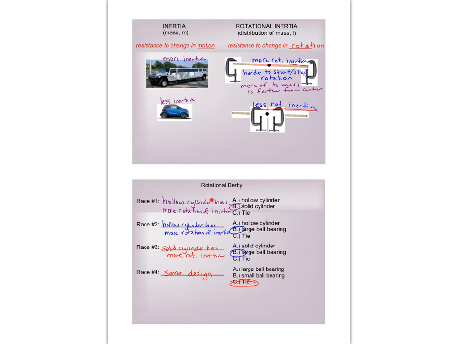Now, when I come back tomorrow, we'll go through this derby where we're going to predict who wins in a race. But the idea is if you start 2 objects from rest at the top of a ramp, neither one is rotating. And the object that gets to the bottom of the ramp first is going to be the one that is more likely to start rotating sooner. And so an object with less rotational inertia is going to start rotating more easily and thus get down the ramp first and win the race.